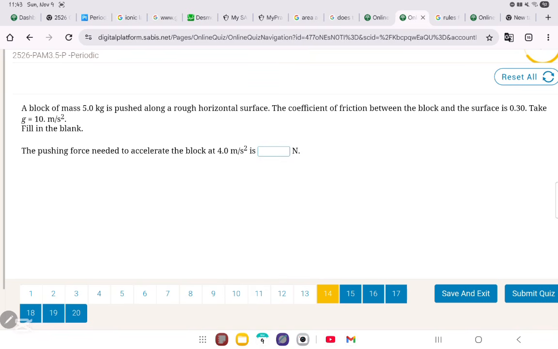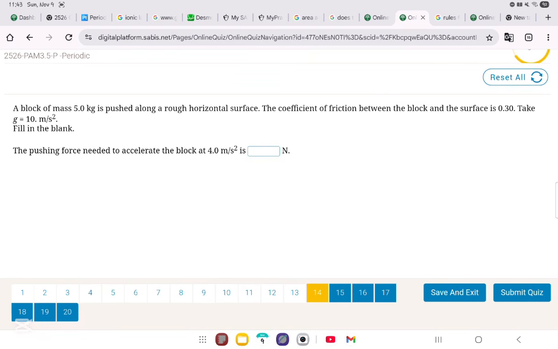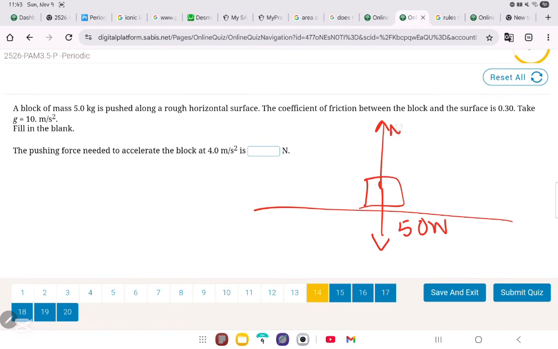What does it say? It says a block of mass 5 kg is pushed along a rough horizontal surface. So this is the surface. We have a block of mass 5 kg. They told us to use g as 10, so its weight is 50 newtons, right? The block is not going up and down, right? That means the normal force is counteracting the weight, which is 50 newtons, okay? So what did they say now? They said the coefficient of friction between the block and the surface is 0.30, okay? They want us to find the pushing force needed to accelerate the block at 4 meters per second squared.